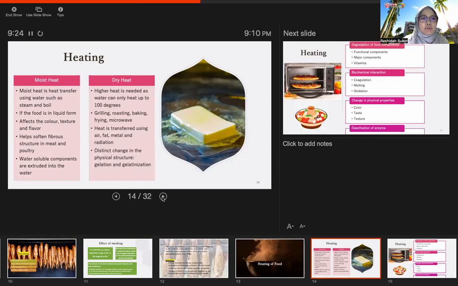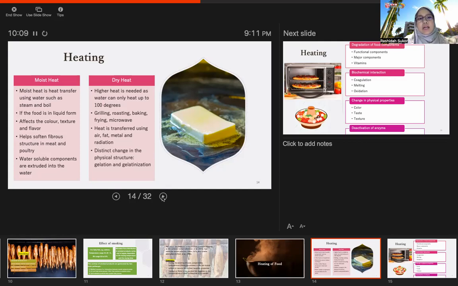If the food is in liquid form, it will affect the color, the texture, and also the flavor. It helps soften the fibrous structure in meat and poultry. Water-soluble components are extruded into the water because we are talking about steam as moist heat. Versus dry heat, where higher heat is needed, as water can only heat up to 100 degrees and then becomes steam. So if you want to use dry heat, we have to use a temperature higher than 100 degrees C.